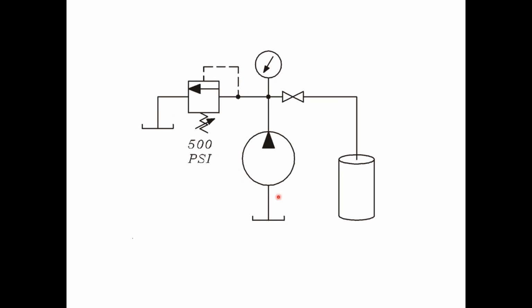This symbol is a symbol for a hydraulic pump. It's a fixed displacement pump. We're going to be talking about both fixed and variable displacement pumps. You notice that it's drawn round. That's because it has a shaft that turns, and anything that turns is going to be drawn round.